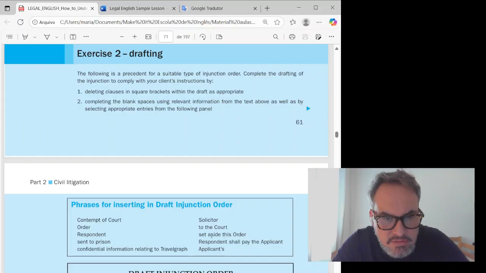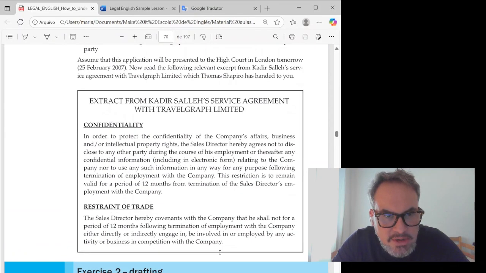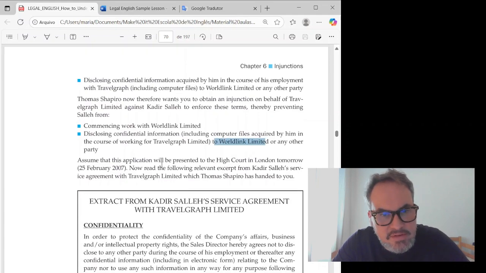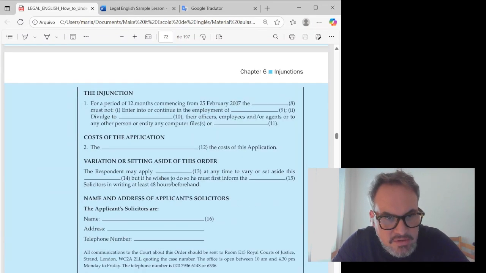Must not enter or continue in the employment of, this is the name of the company, probably. Yeah, what's the name of the company? WorldLink Limited. So in this case, the correct answer for that is WorldLink Limited. Okay.